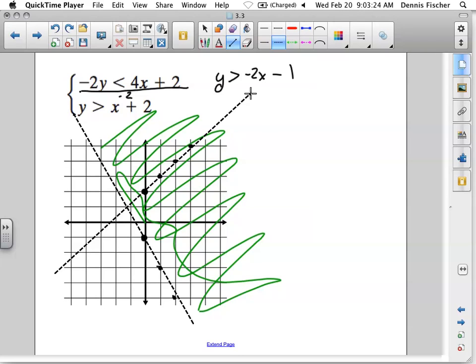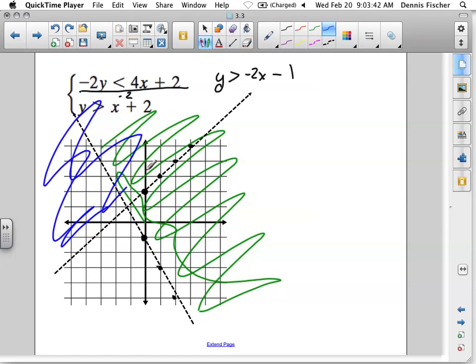Now the shade, again, a good point to plug in would be 0, 0. So 0 is greater than 2. False. So I'm not going to shade down here. I'm going to shade up above the line. So I'm going to shade up here. So my answer to this equation would be there's overlap right here, which is hard to see sometimes, not including this line and not including that one, right?